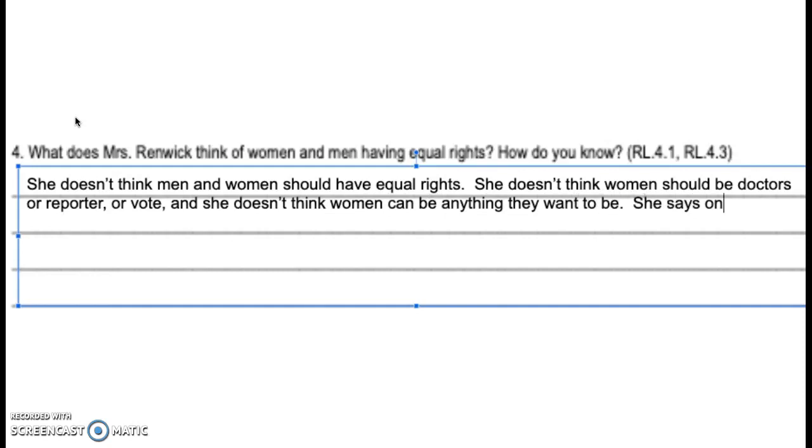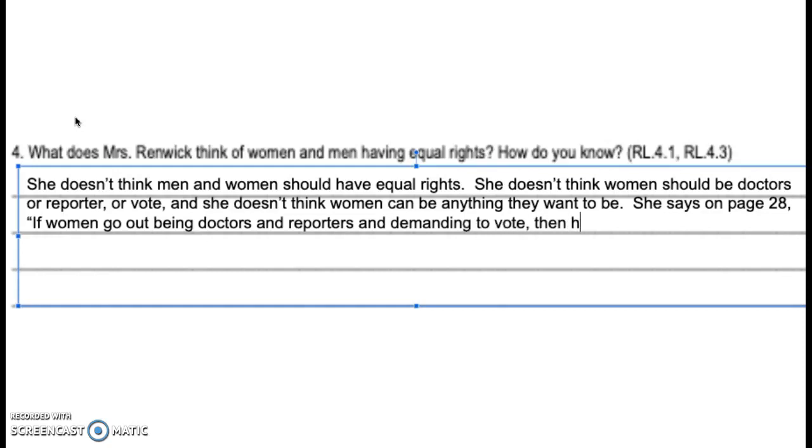She says on page 28, we're going to put quotation marks because we're quoting here from the book. "If women go out being doctors and reporters and demanding to vote, then how can they expect men to protect them anymore?"